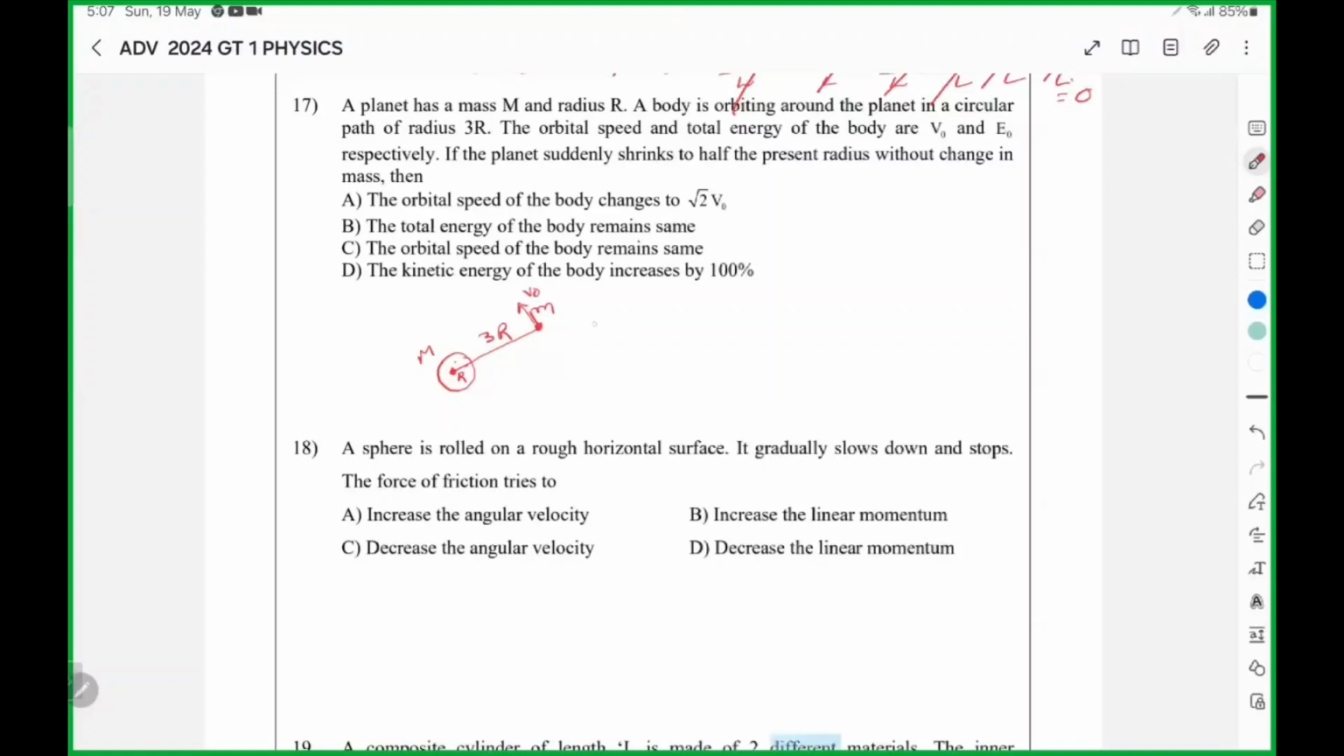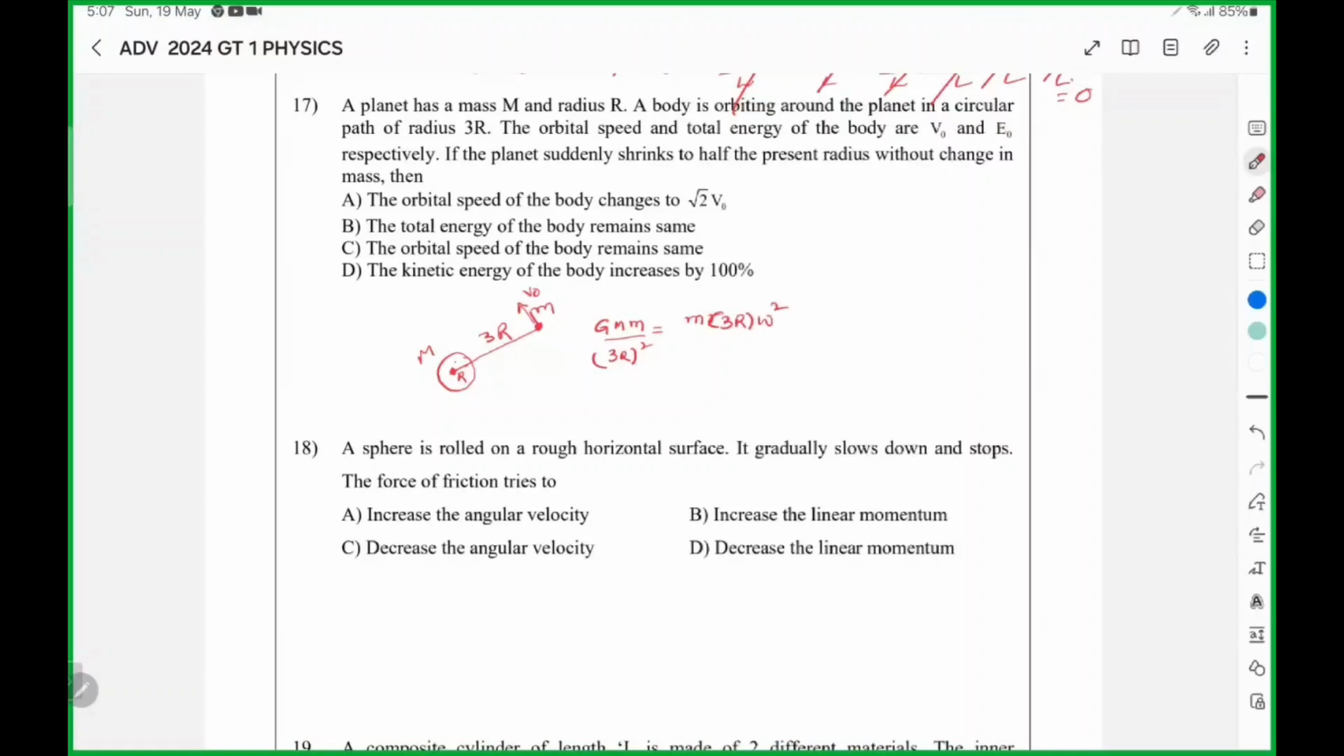So once it moves in a circular path, the centripetal force, G M m by (3r) whole square, is equal to m v square by r. This is the force, which is equal to m r omega square. R in the sense here it is 3r, so m 3r omega square.